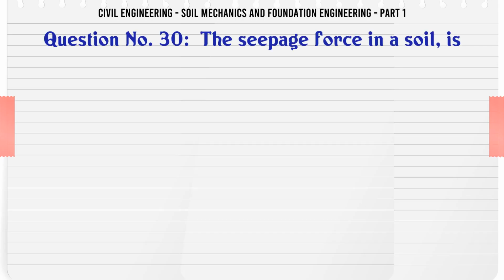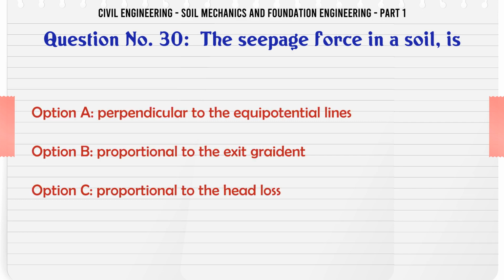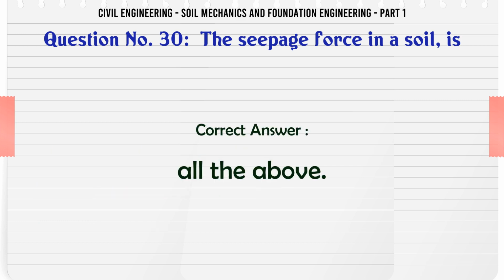The seepage force in a soil is A. Perpendicular to the equipotential lines, B. Proportional to the exit gradient, C. Proportional to the head loss, D. All the above. The correct answer is all the above.